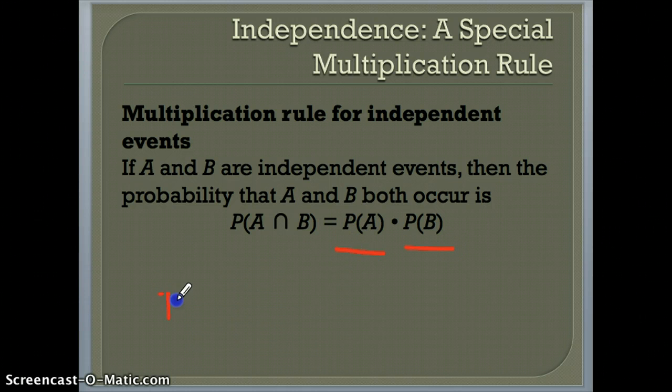So notice that this is significantly different than the general multiplication rule for probability, because that would have said that I have the probability of A times the probability of B after A occurred. But because in independent events, A does not affect B, A doesn't change what would happen for a second event, it's not necessary to go through this, and that's why it's just times the second event. Okay, so let's look at a quick example here.